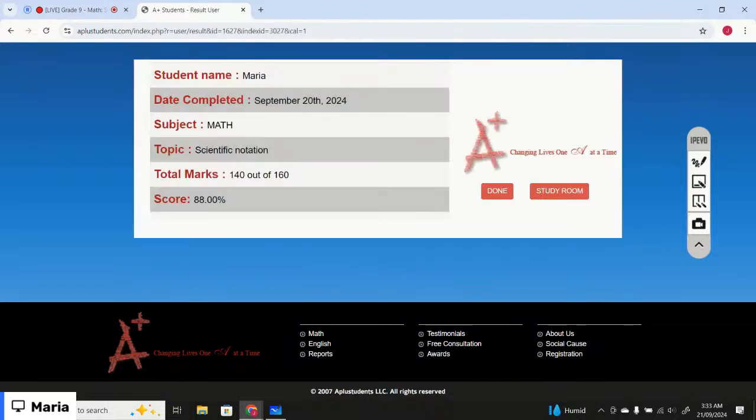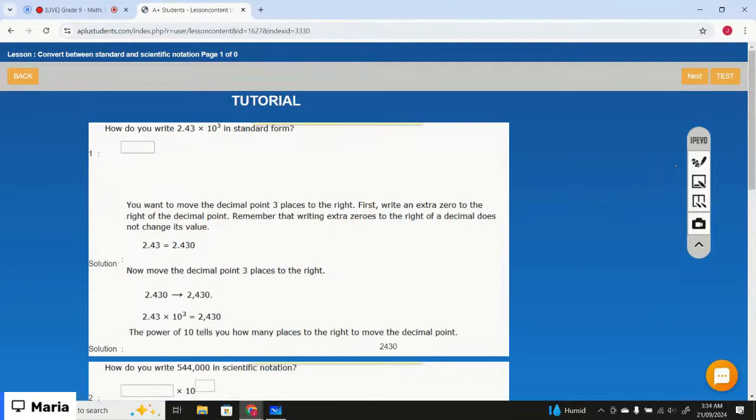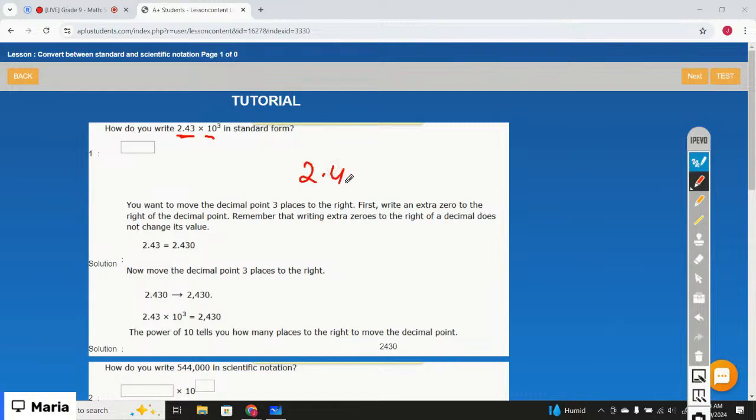That is convert between standard and scientific notation. So how do we convert between standard and scientific notation? That is very easy. Let's start with the example, that is 2.43 times 10 exponent 3, right? So here the exponent of 10 is 3, right? That means you need to move decimal point 3 places, right? So you have only 2 decimal places. Add another one to make 3 decimal places and move decimal place from here to here. That is 2430. Got it?